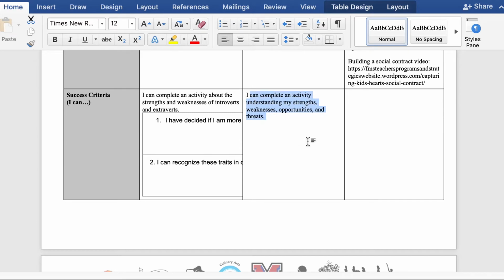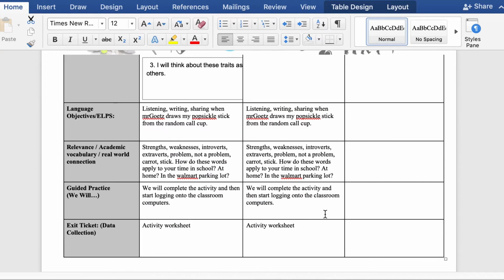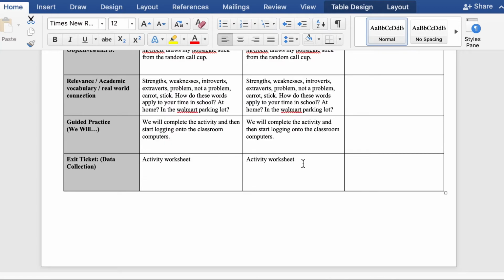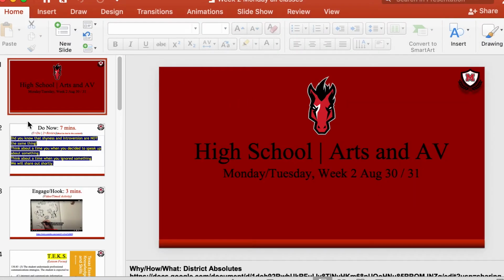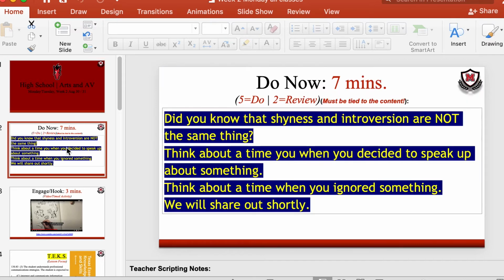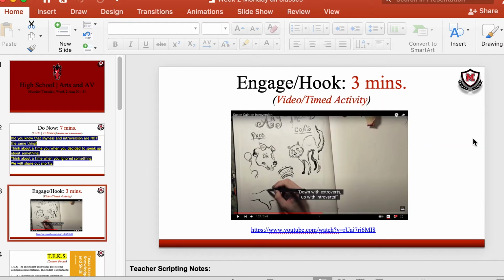So we're going to be completing an activity, and then mrGoetz will be drawing popsicle sticks randomly from the cup, which is going to be good and also random and fun. So here's what the presentations look like. This right here is going to be Monday. Do you know that shyness and introversion are not the same thing? Think about a time when you decided to speak up about something. This is a video we're going to watch that is down with extroverts, up with introverts.